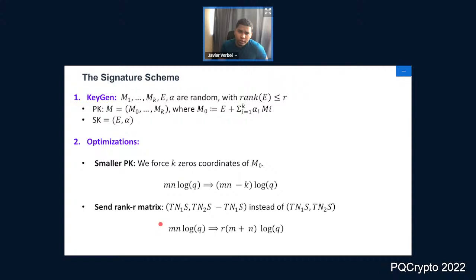Another optimization we propose here: as you saw, when the challenge is zero, the prover has to send the matrices T N1 and S, and the matrices T N2 and S. And then what the verifier has to check is that the difference between these two matrices has rank smaller than R. So a potential optimization here is, instead of sending this full matrix, we just send the low rank matrix, which is the difference. And then we require fewer bits to send a low rank matrix than a full rank matrix. The improvement goes from this value to this value, and it gives small signatures when R is small enough.